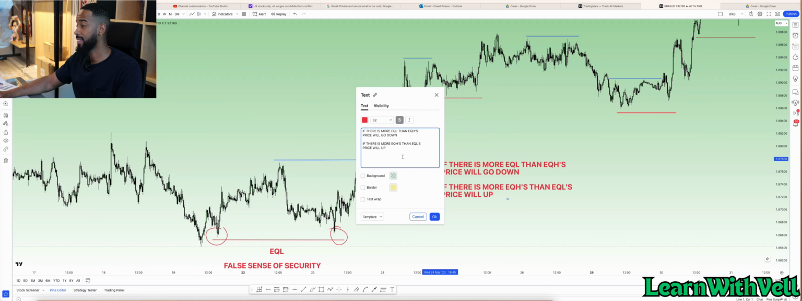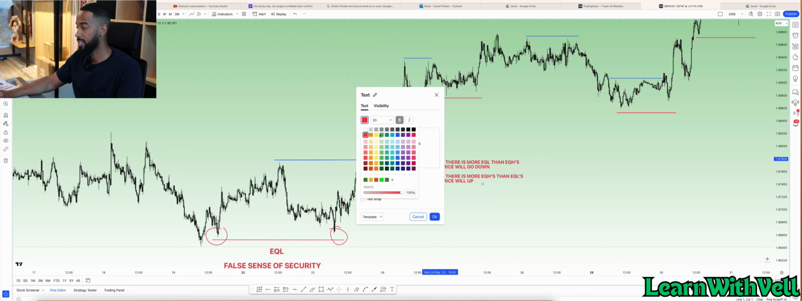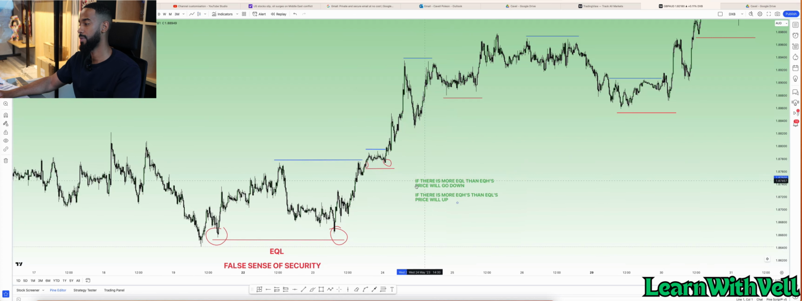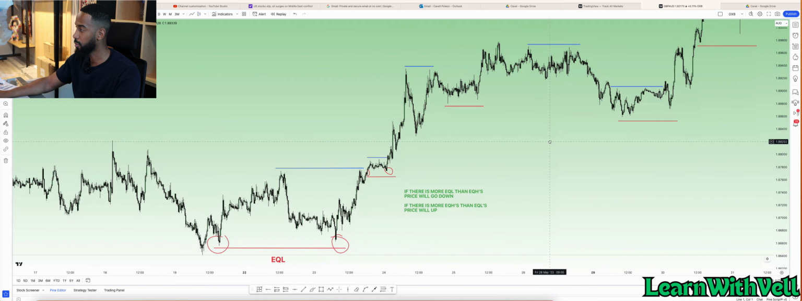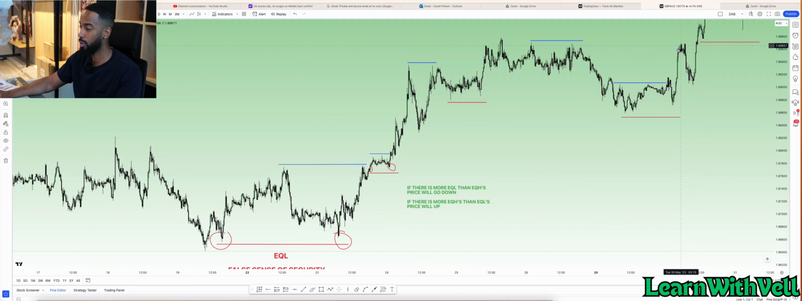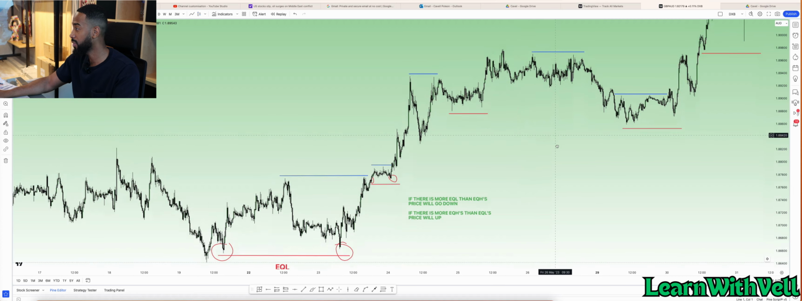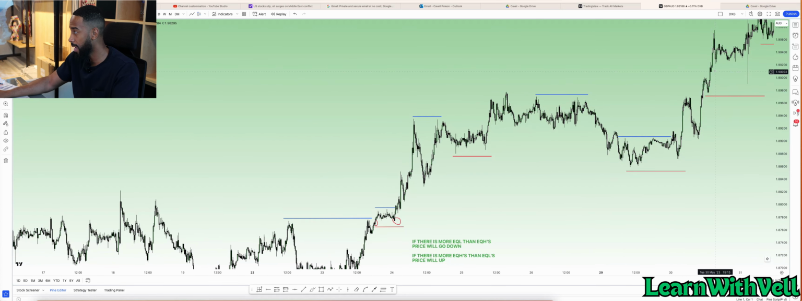Now, I'm not saying that this is going to happen imminently, because quite frankly, there's no time period for when this is going to happen. But what I am saying to you guys is that this is a reality, okay? Now, because we've understood right here that there are more equal lows than equal highs, we understand that price should come down. That doesn't mean price needs to come down today. Price could continue making higher highs, higher lows.